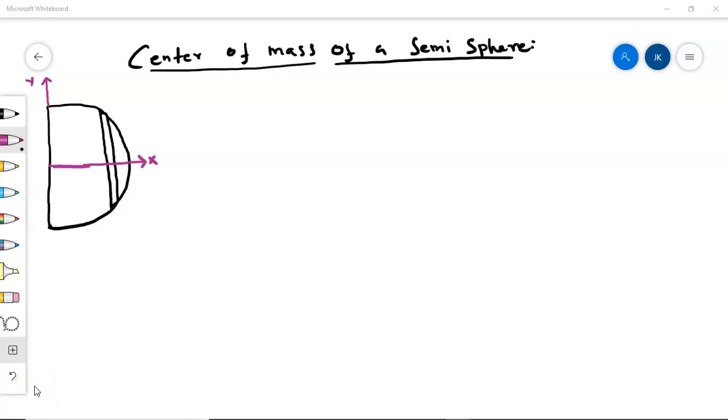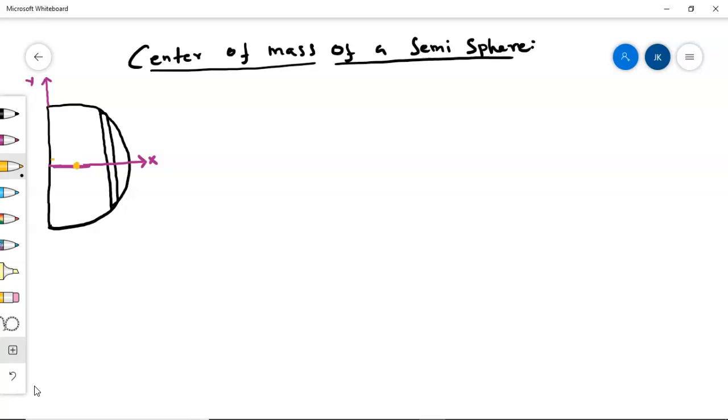Let's find the center of mass of a semi-sphere. Here the center of mass of the semi-sphere would be somewhere at this point, because the center of mass always acts towards the more mass region. From this point to the right side, the mass region is less, but to the left side more mass is concentrated. So the center of mass will be moving closer to the more mass region.